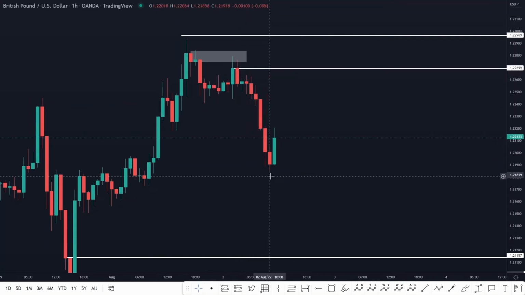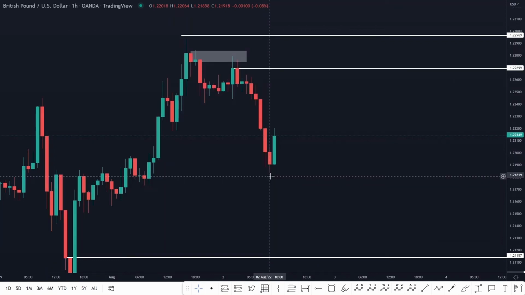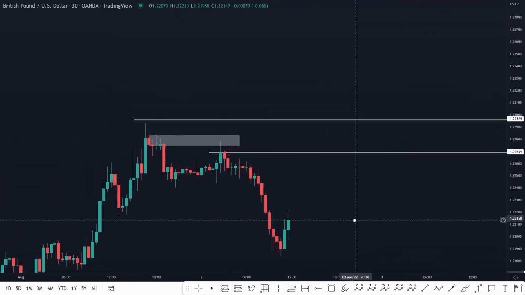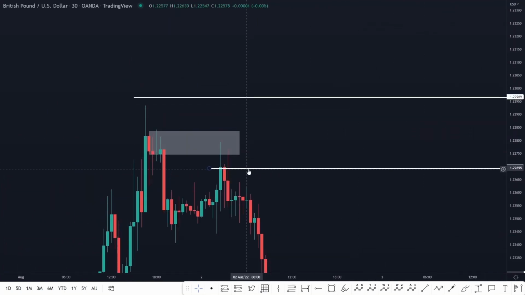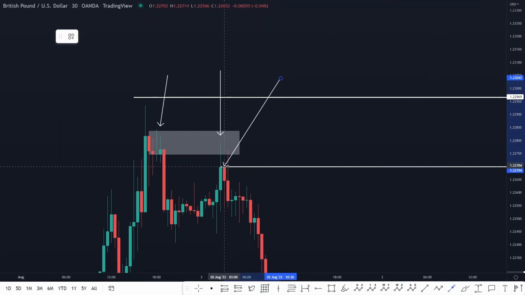But then I'll also put an image on the screen so that you can see how I was explaining everything to him. You can pause the video so that you can see what I have done to explain everything to him. So if we move on to the lower time frame, 30 minutes, you will see everything clear. As you can see, it's the same thing, but this time this one here is our supply zone. Price touched the zone here. Price confirmed our entry with this candle here.